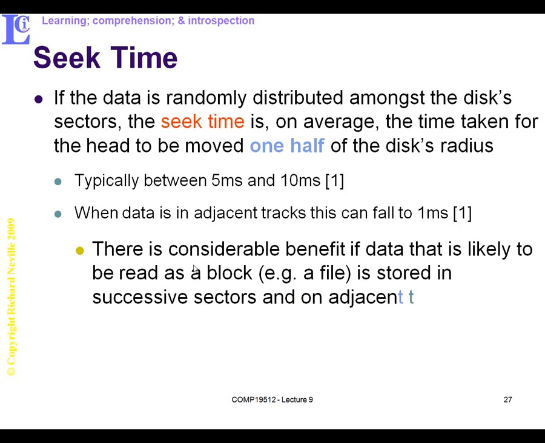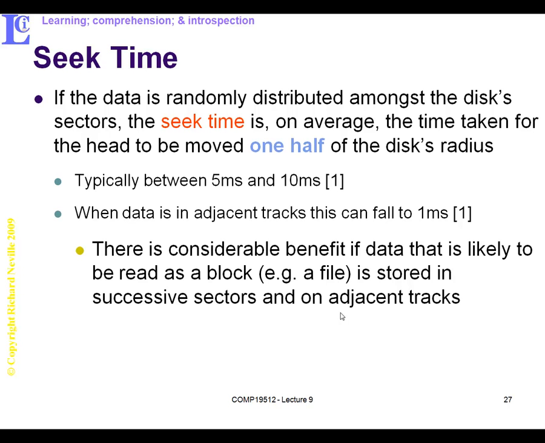So there's considerable benefit from reading and writing blocks that are stored sequentially, one after the other, or successive sectors on adjacent tracks. So if the data is next to each other, it can be very fast. And in fact, that's what happens when your disk is defragmented. It moves all the relevant data for a file, which could be distributed across the disk, next to each other, so they're in adjacent tracks.